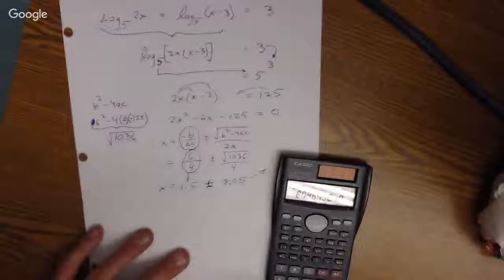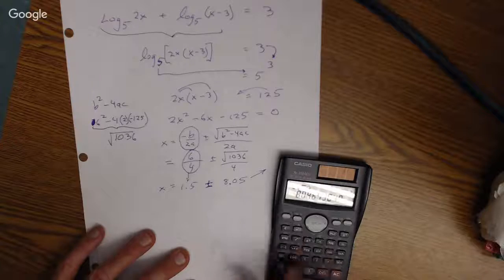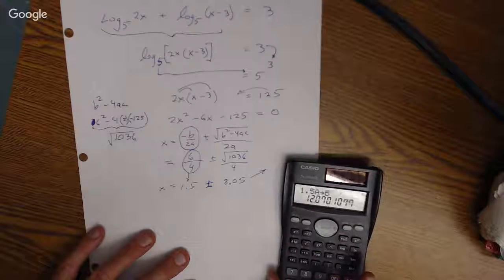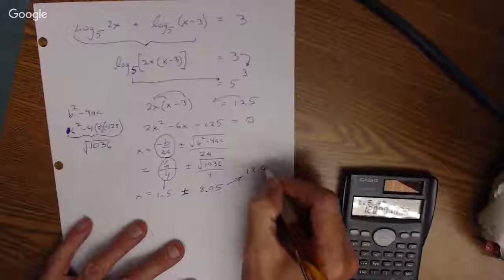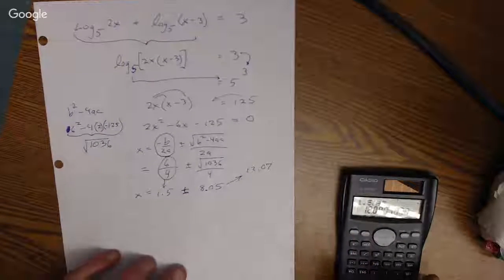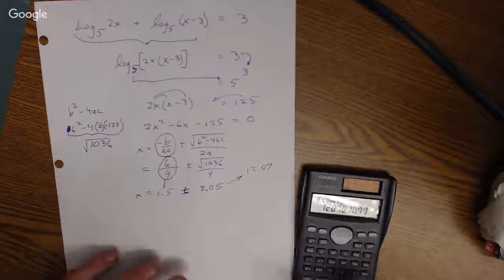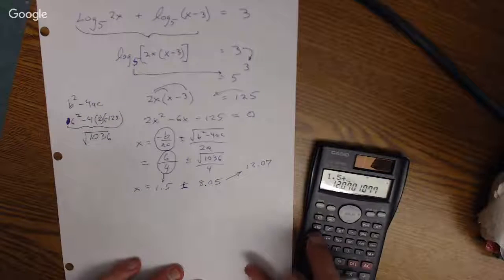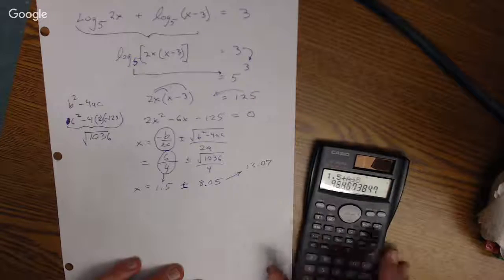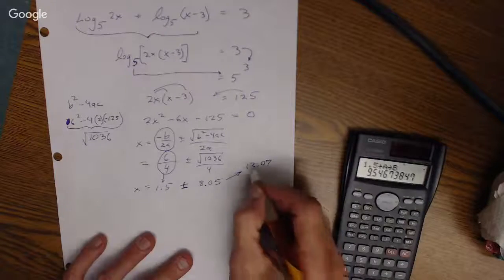I'm going to put in 1.5, recall a, and I'm going to store that in b, and that is 12.07. No, there's something wrong with that, isn't there? Yeah, multiplied instead of added. Let me try it again. 1.5 plus, recall A, and I'm going to store it in B. 9.55.